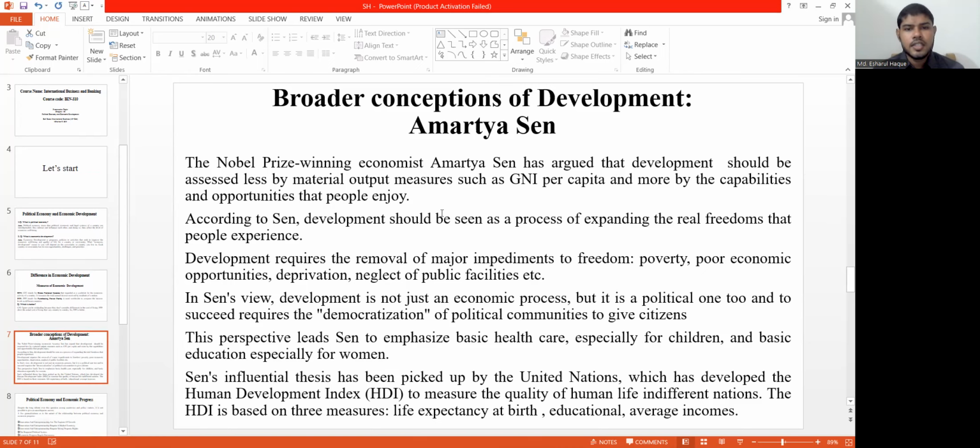According to Sen, development should be seen as a process of expanding the real freedom that people experience. Development requires the removal of impediments. For example, reduce poverty, reduce deprivation, and neglect of public facilities.